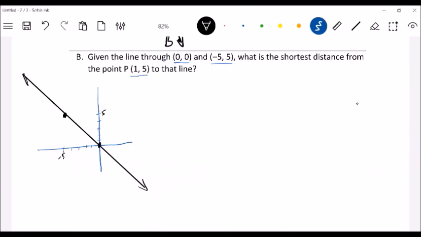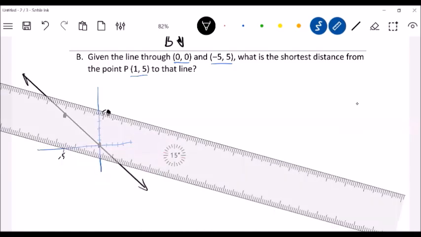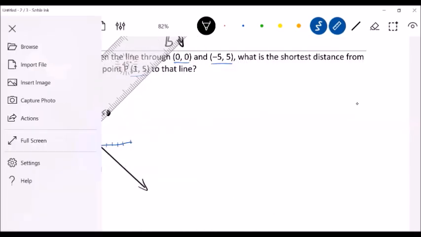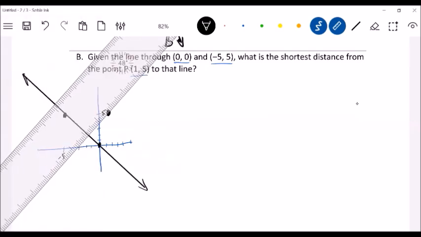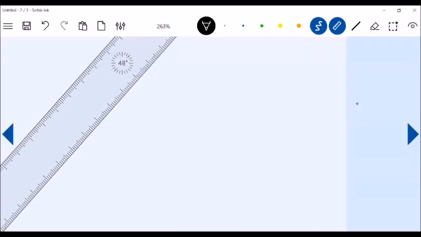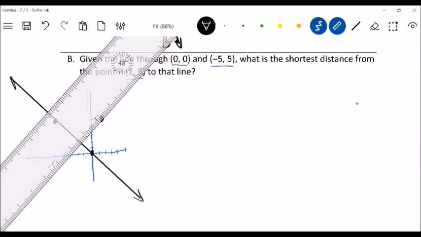And now the point that we're looking at is 1 and 5. So 1, 2, 3, 4, 5. So that means that 1 and 5 is about here. So what we need is the right angle to it. That's going to be approximately, I can't tell exactly by drawing it. I'm going to have to do it algebraically in order to get this right.